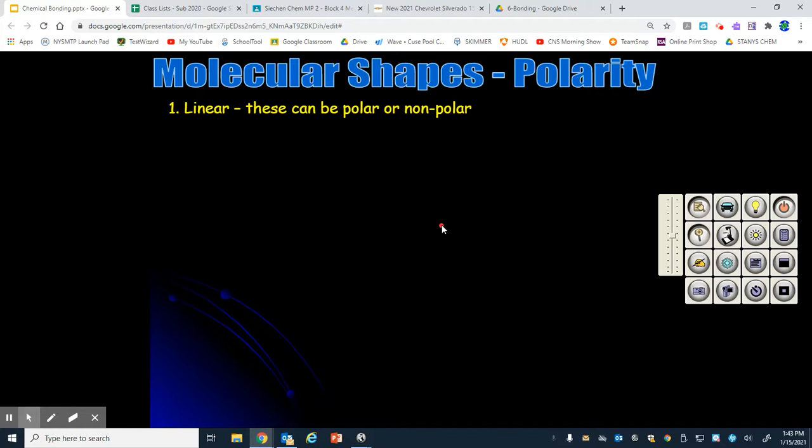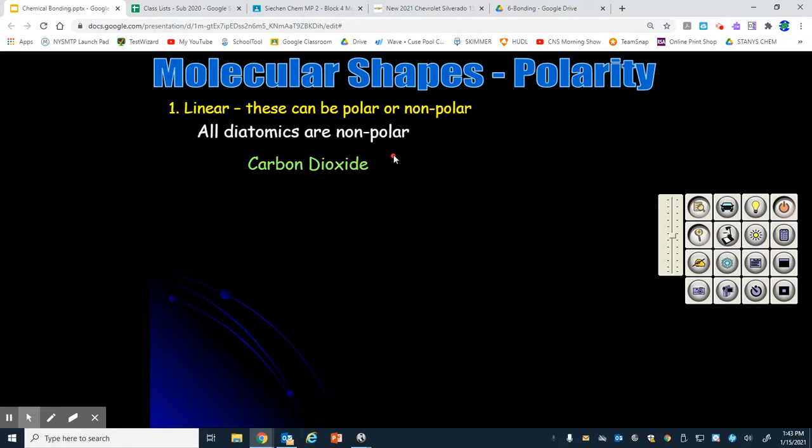So linear. These shapes can be polar or nonpolar depending on what's bonded with it. Realistically speaking, it depends on whether the bond is polar or nonpolar. If it's a polar bond, it's got to be a polar molecule for linears. If it's a nonpolar bond, then it's got to be a nonpolar molecule for linears. It's the only shape that's like that. All diatomics are nonpolar because their electronegativity difference would be 0.